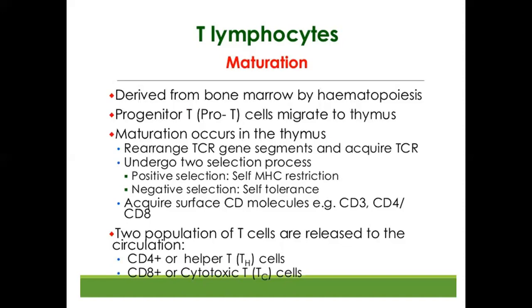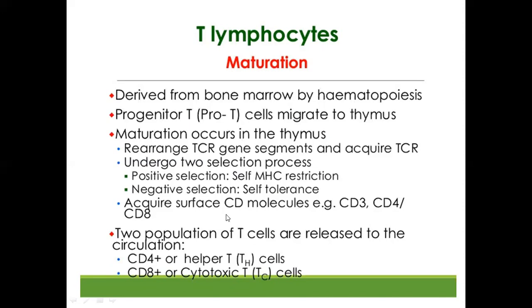They are derived from the bone marrow by hematopoiesis. The progenitor T cells, known as pro T cells, migrate to the thymus, and maturation occurs in the thymus. After rearrangement of the TCR gene segments, they acquire the TCR, that is the T cell receptor, and undergo a selection process, that is positive selection and negative selection. Positive selection is known as self-MHC restriction and negative selection is known as self-tolerance.